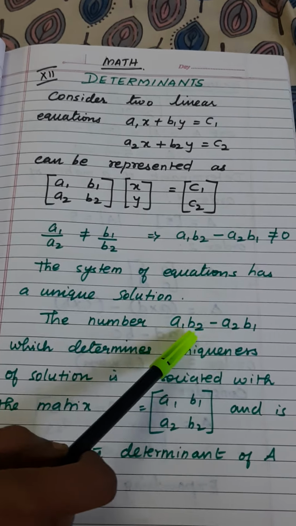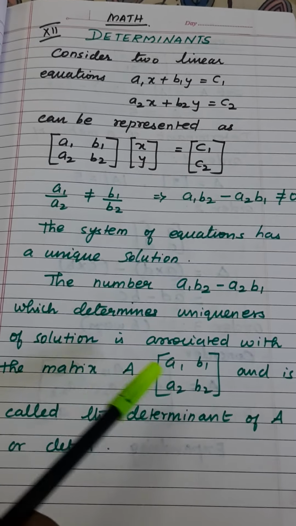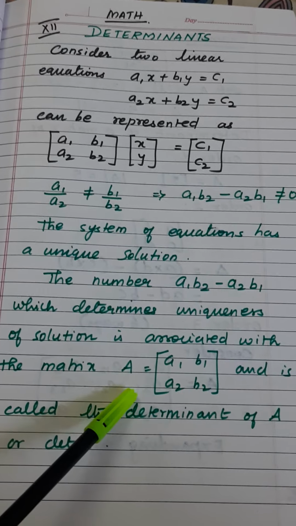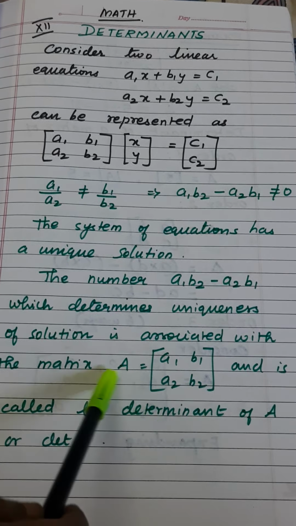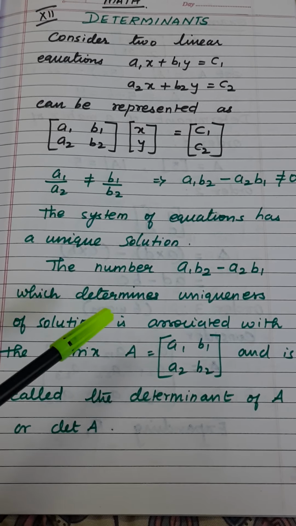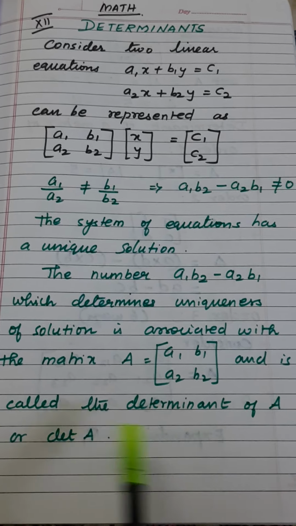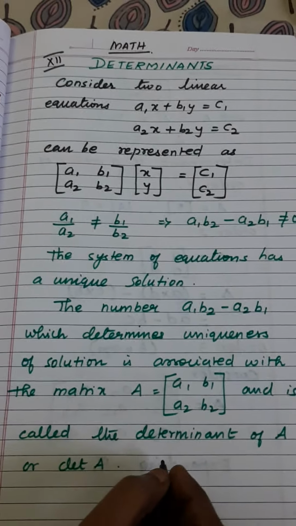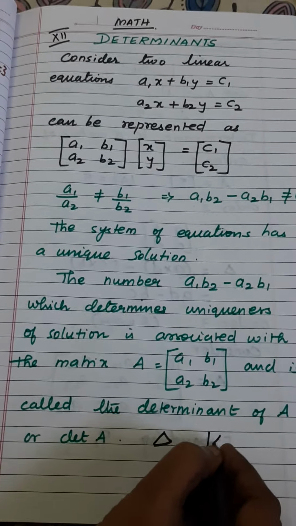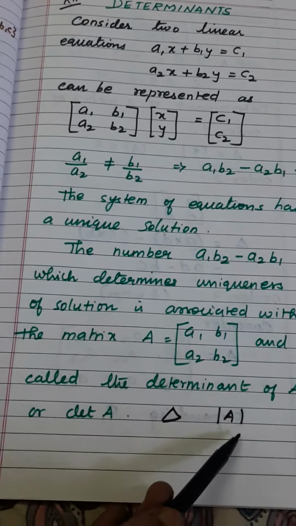So the number a1 b2 minus a2 b1, which determines the uniqueness of a solution, is associated with the matrix A equal to [a1, b1; a2, b2]. When you calculate a1 b2 minus a2 b1, that will give you a number. This number is associated with the matrix A, and it is called the determinant of the given matrix A. It is denoted by determinant of A, or det A, or otherwise as del. We are not supposed to read this as modulus A. This is determinant of A.